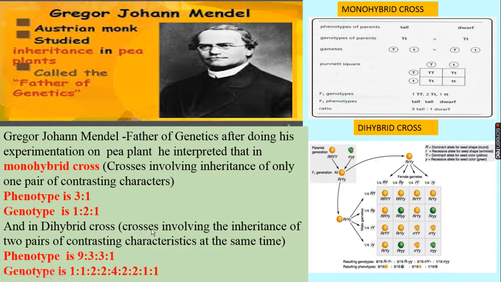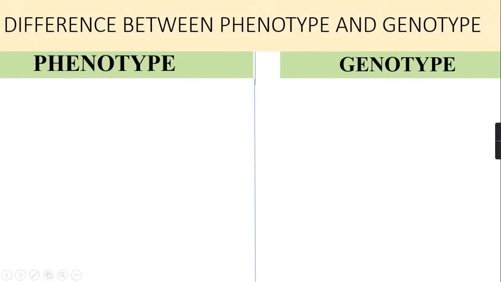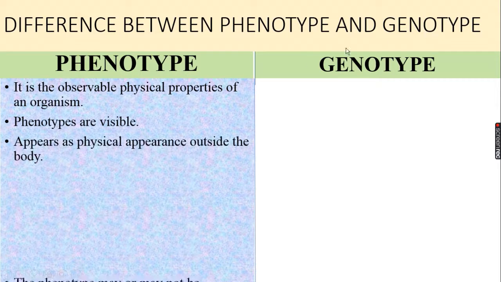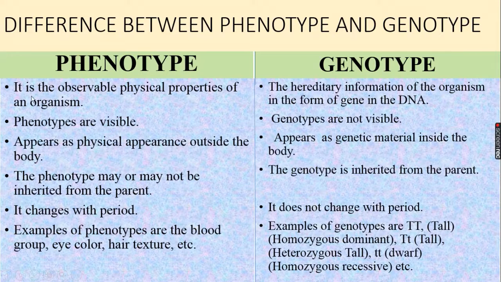And in a dihybrid cross, that is, crosses involving the inheritance of two pairs of contrasting characters at the same time, the phenotype ratio is 9:3:3:1 and the genotype ratio is 1:1:2:2:4:2:2:1:1. Now let's see the difference between phenotype and genotype.